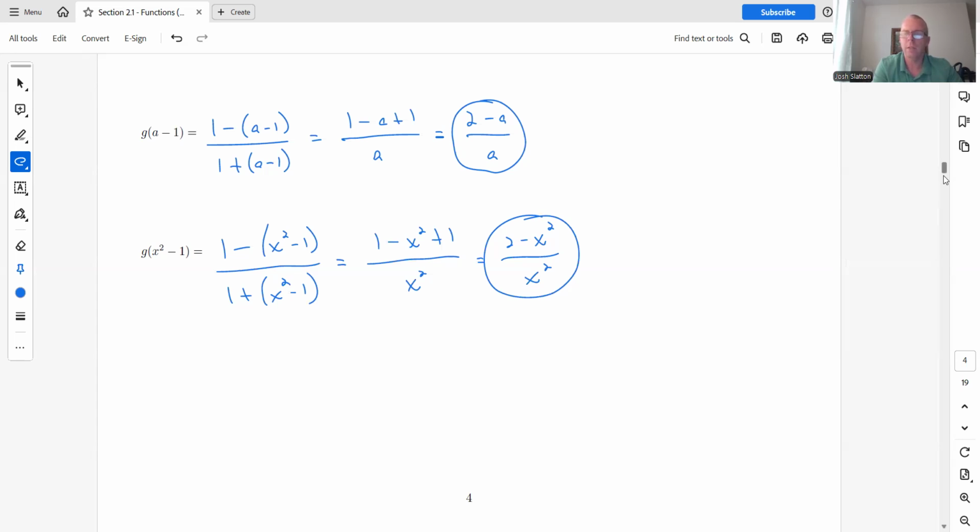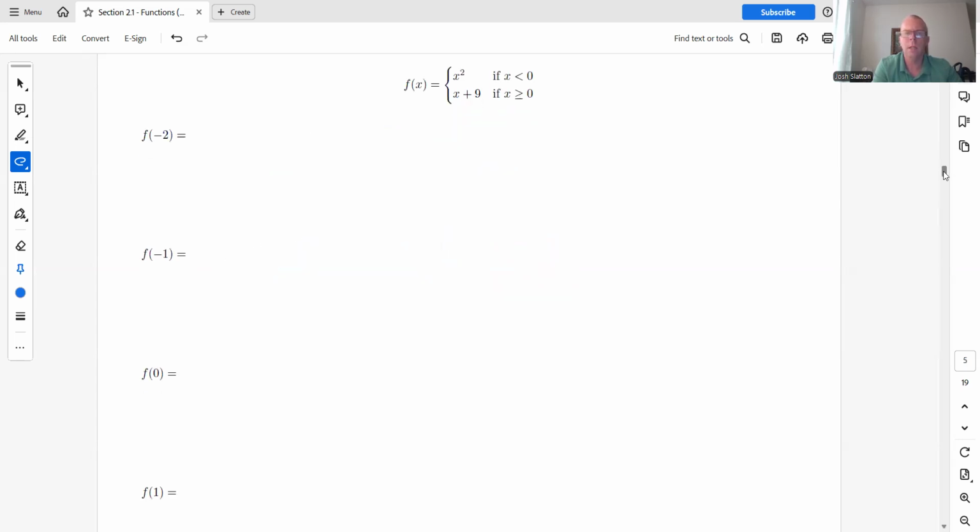All right, number 5. So here we have a piecewise function. F of x is x squared if x is less than 0, and it is x plus 9 if x is greater than or equal to 0. So now in this case, you have to look at your input and figure out, is it less than 0 or is it greater than or equal to 0? And depending on where it is dictates where you're going to plug it in.